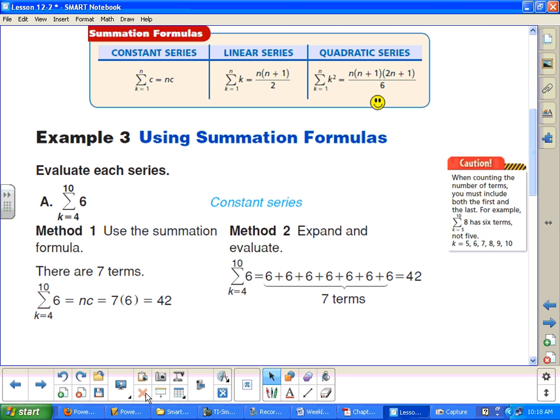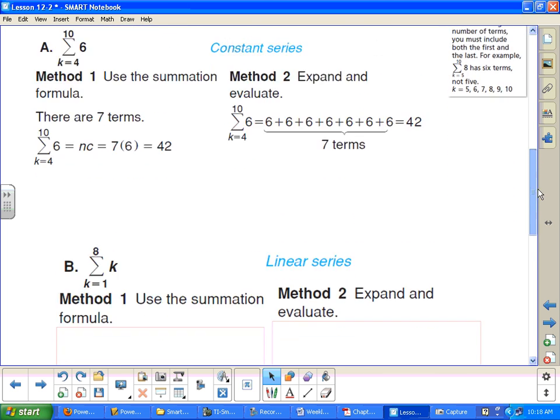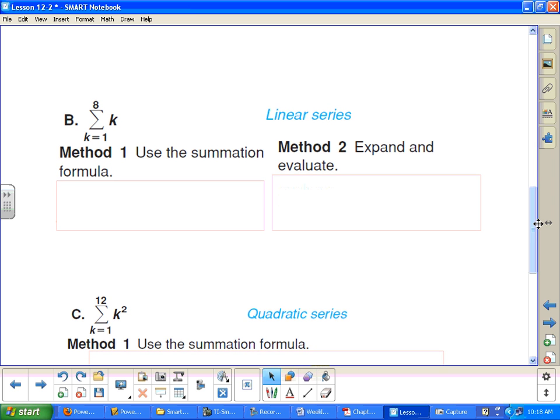So maybe what I'll do is let my third hour use some during class time. All right? Okay? Linear series. Right? We can use the formula.